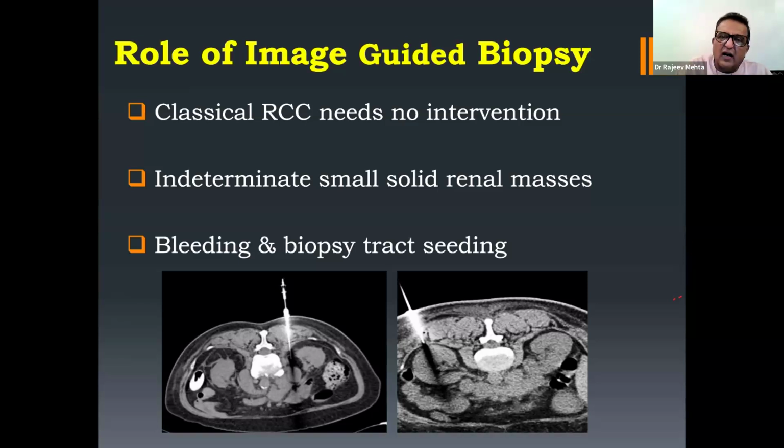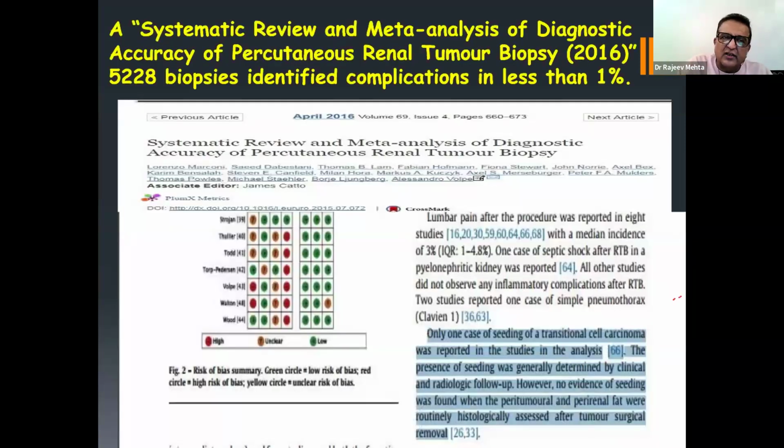But we reviewed the literature, and we came across a large series where 5,228 biopsies were carried out on so-called renal tumors. And what they found is that the complication rate is less than 1%. As you can read over here, even on follow-up and on the surgical specimen, no evidence of seeding was found when the peritoneal, tumoral and perirenal fat were routinely histologically assessed after the tumor surgical removal.